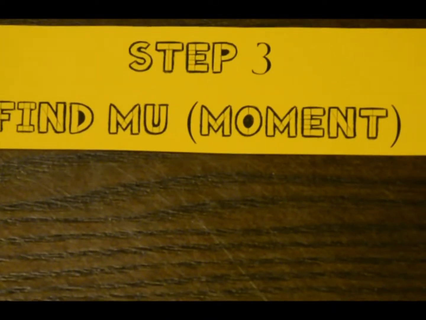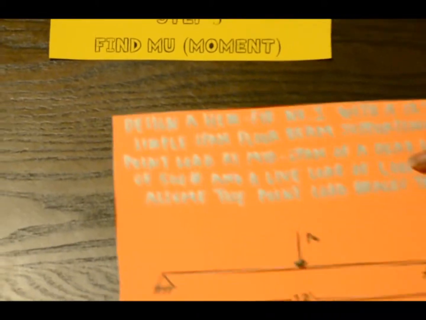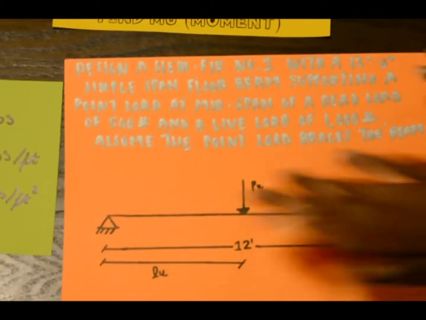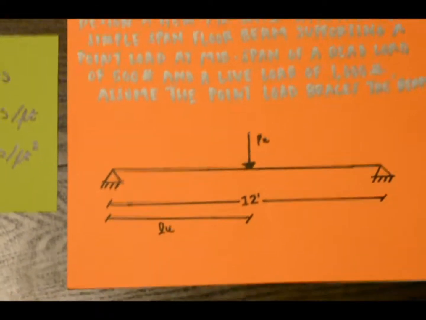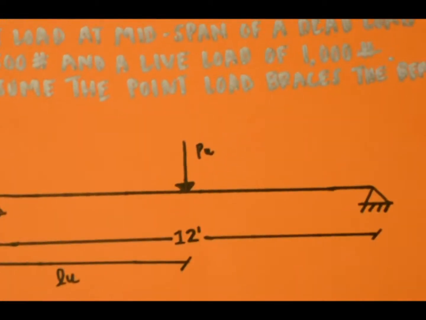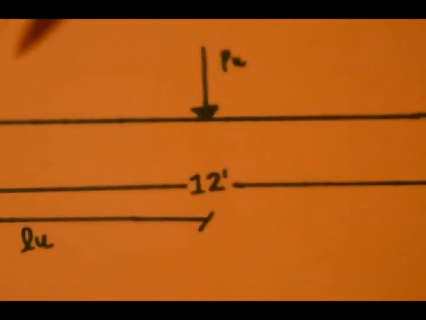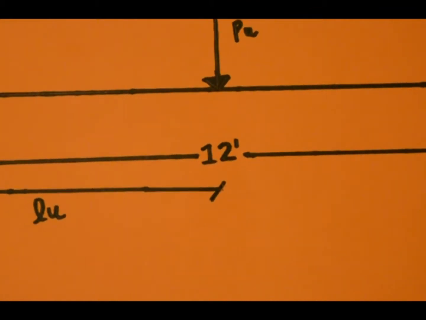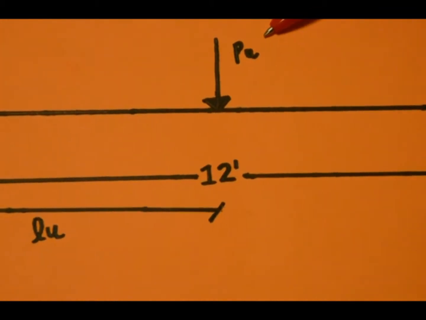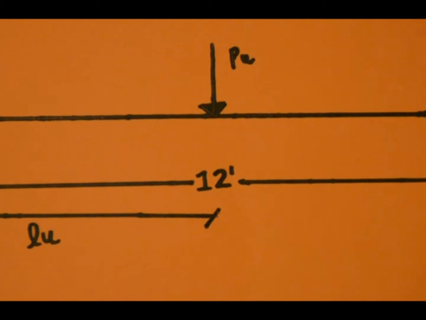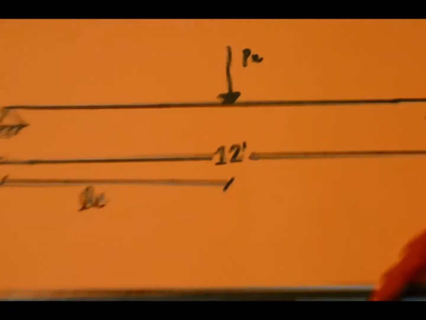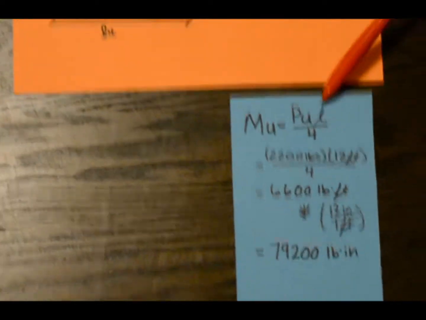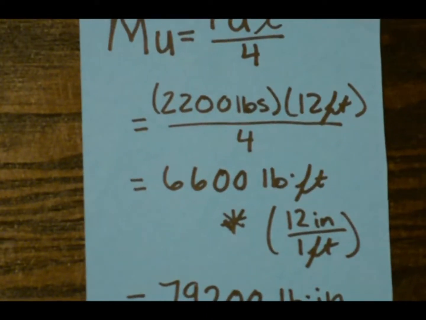Step 3. Find the moment. And this is by far the easiest step out of all of them. So we're going to look again at our drawing that we drew from the design statement. So we have a simple span beam, which means we have 2 pins located on either end. And we only have one load, which is located at midspan. So, using table 8.3 in your textbook, the moment equation is given to us for this exact type of problem. Mu equals Pu times L divided by 4.